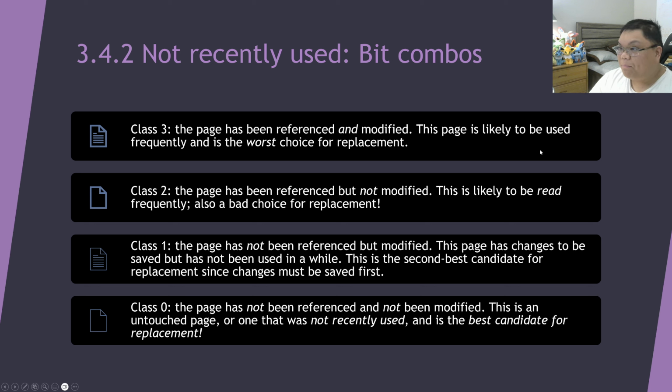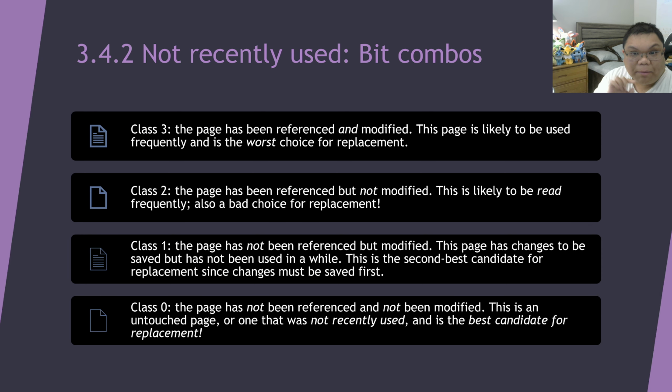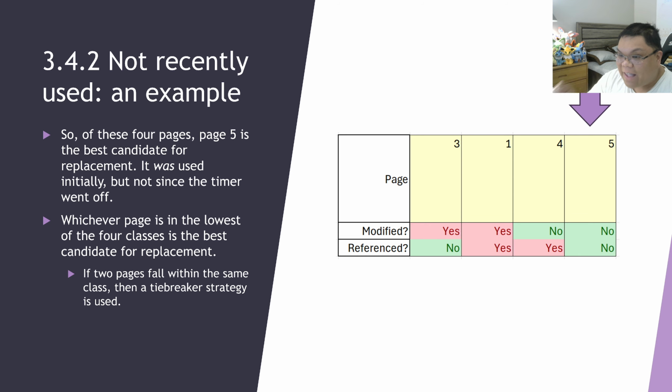So of those 4 pages, I actually set it up so we have one of each page class. We have a page that has been modified but not referenced. We have a page that has been modified and referenced. We have a page that has not been modified but referenced. And now we have a page that has not been modified and has not been referenced. That's a class 0 page right there. That last one is a class 0 page. So that is the best page to replace if we need to make room for a new page. If we have two pages that fall within the same class, then we just use a tiebreaker strategy.